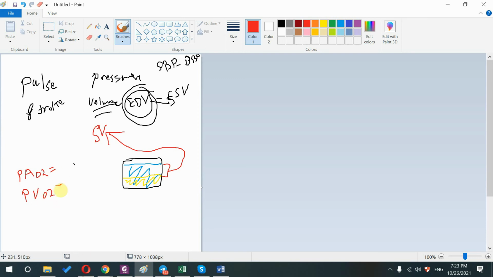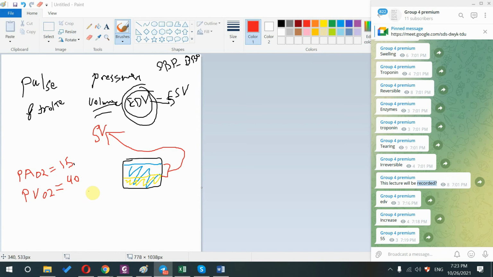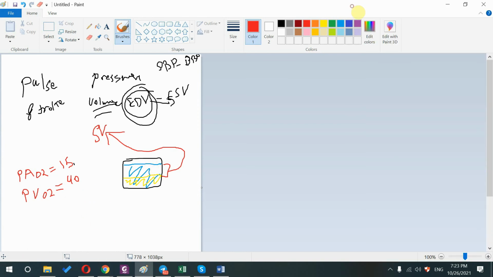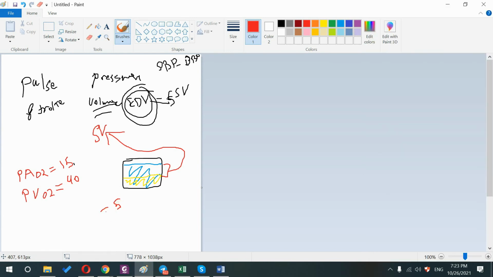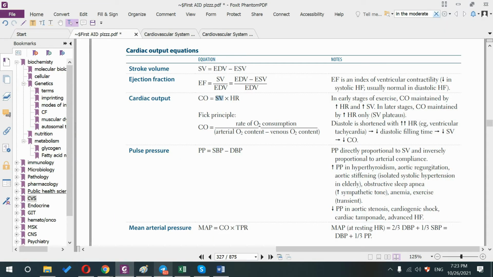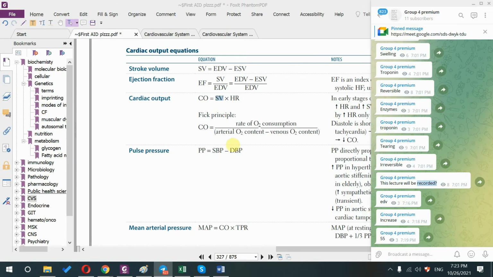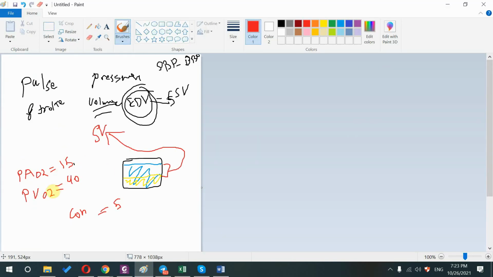So if I tell you that the pulmonary artery had 15 and the pulmonary vein had 40, and then I give you this formula, and I tell you that the rate of the consumption, I don't know, let's just make it easy, let's make it 5. Rate of the consumption is 5. So you want to plug it to the formula. Rate of consumption is 5 divided by the arterial minus the venous. So this one is the pulmonary artery, this is the pulmonary vein.